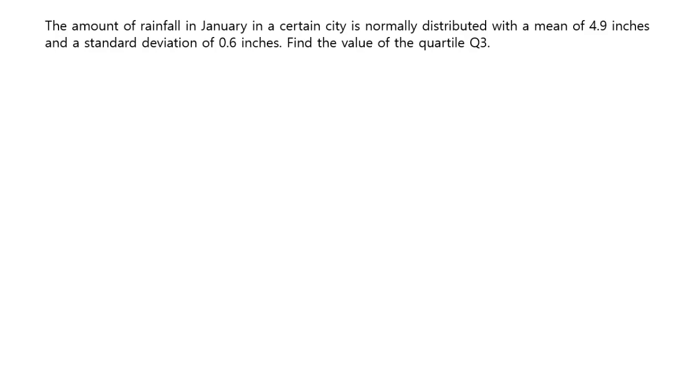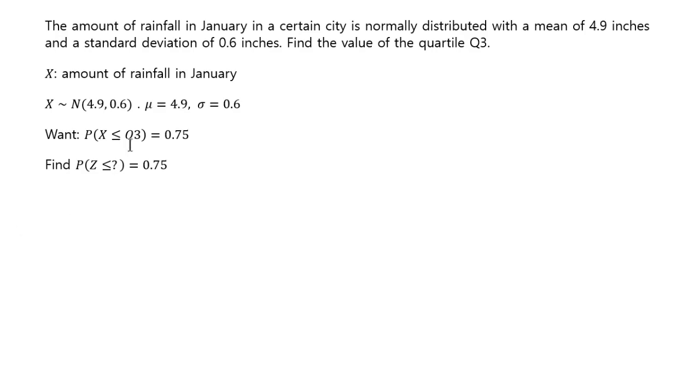The amount of rainfall in January in a certain city is normally distributed with a mean of 4.9 inches and a standard deviation of 0.6 inches. Find the value of the quartile Q3. Okay, so we see that the word normally distributed is here. That's perfect. And the random variable that we are trying to find out is the amount of rainfall in January. And it's basically saying that the x is normally distributed with the mean value as 4.9 and sigma, or the standard deviation, as 0.6.